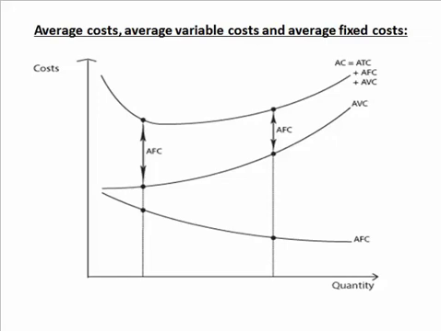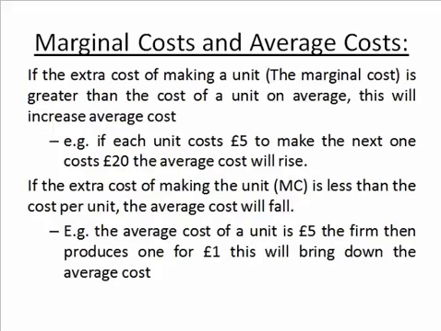If the extra cost of making a unit, the marginal cost, is greater than the cost of a unit on average, this will increase the average cost. If each unit costs £5 to make and the next one costs £20, the average will rise. If the marginal cost is less than the average cost per unit, the average cost will fall. For example, the average cost of making a unit is £5, but if the firm produces one for £1, this will bring down the average cost.